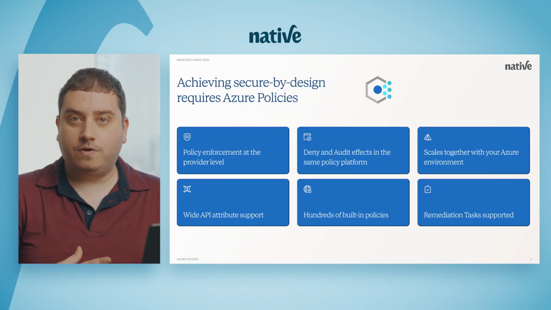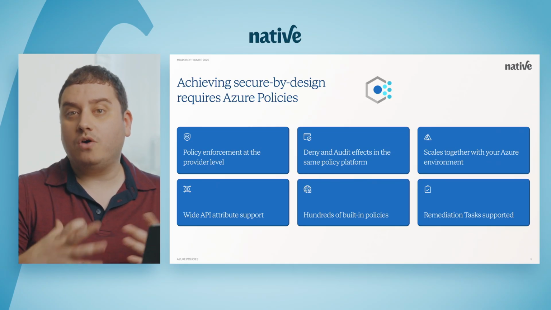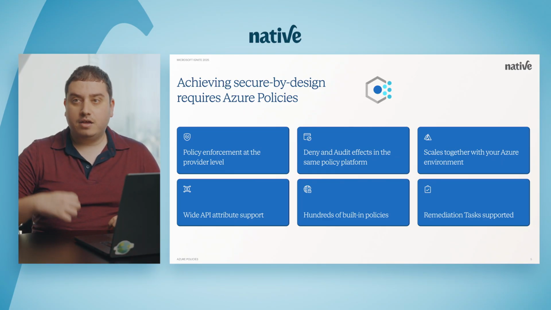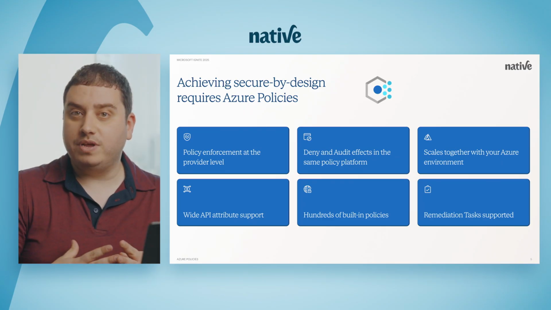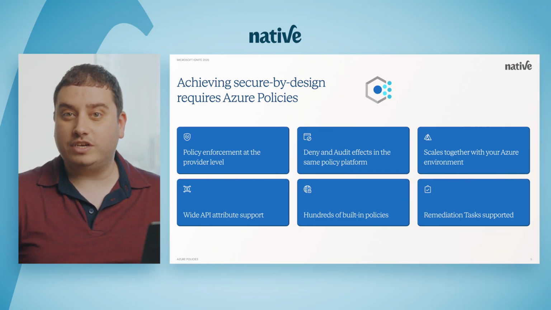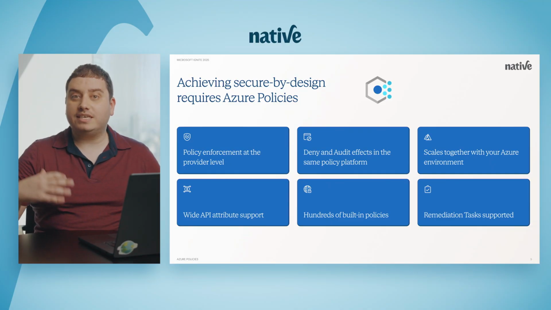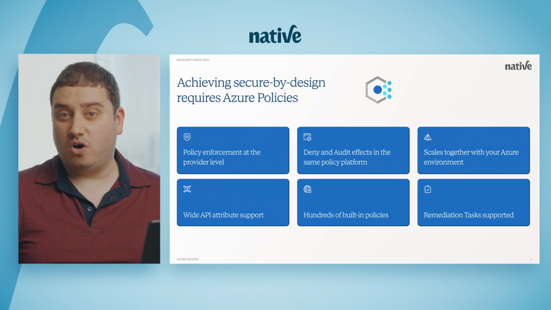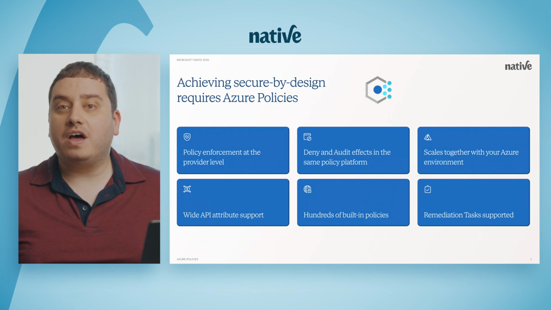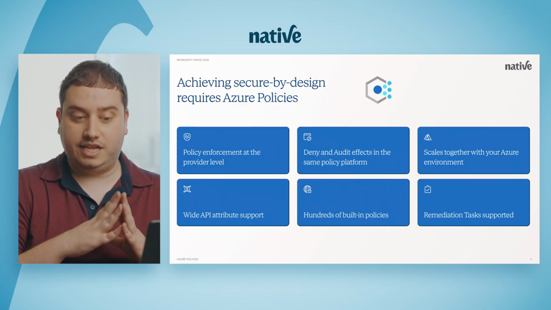It allows for policy enforcement at the provider level. So no matter how you do things, through an API or through the console or through the command line or through a pipeline, policies will be enforced. It offers a combination of deny policies and audit policies to allow you to both prevent as well as detect and remediate. Azure policies scale together with your environment, which means that as you create new subscriptions or workflows, you don't have to do anything. The policy scales together with you. They support most, if not all, of the Azure API attributes to provide really wide enforcement with hundreds of built-in policies and custom ones that you can create.